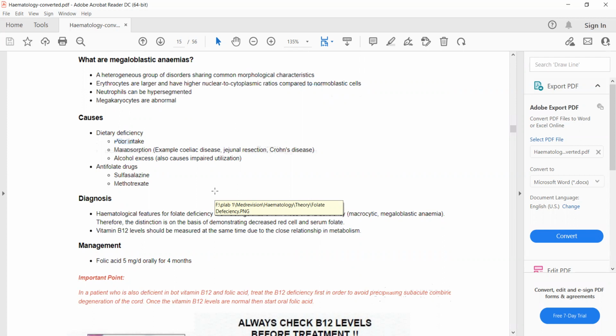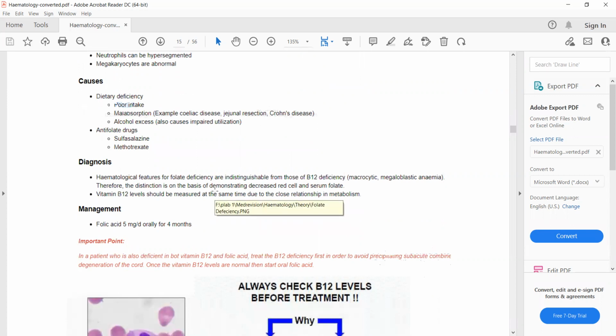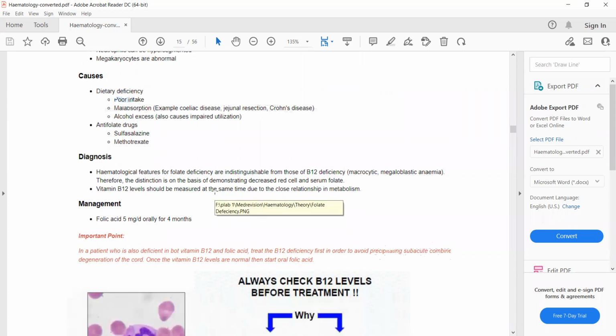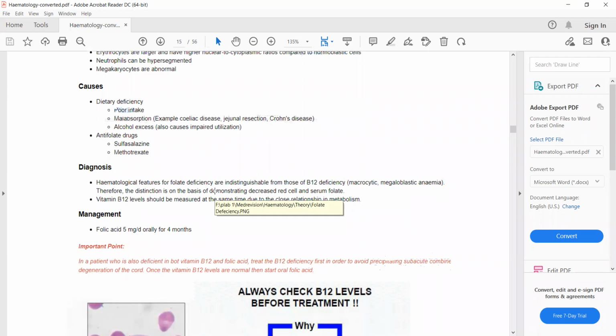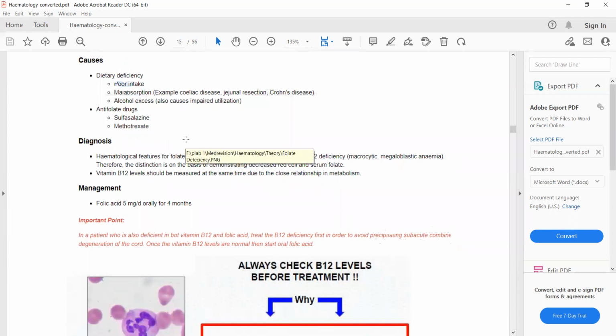Crohn's disease can also cause folate deficiency. Alcohol excess can also cause folate deficiency. So alcohol can cause normoblastic anemia, or it can cause megaloblastic anemia as well. The direct effect of alcohol is normoblastic macrocytosis, and if it impairs the utilization of folic acid, it can also cause megaloblastic macrocytosis. Antifolate drugs such as sulfasalazine or methotrexate can also cause it.